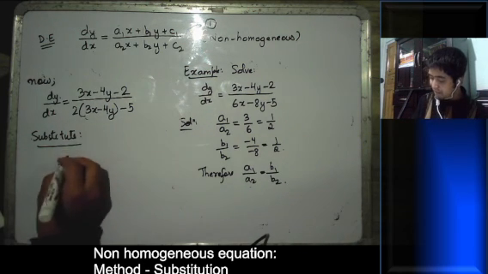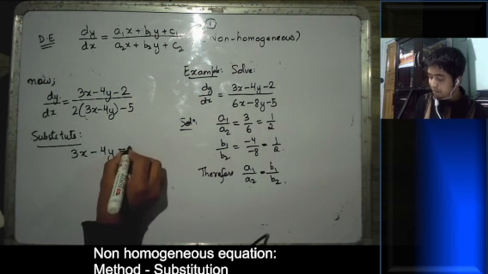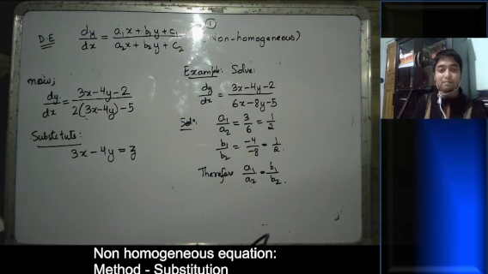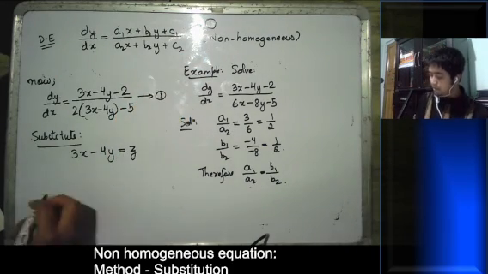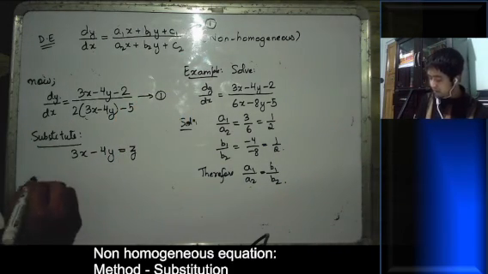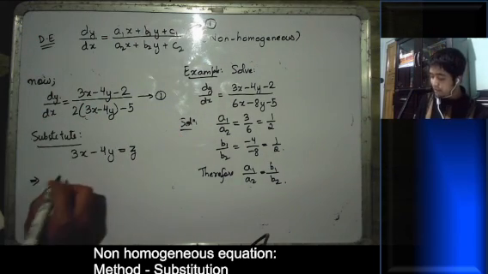Okay, so what will we substitute? 3x minus 4y. We turn it into a new variable, which is z. So we will substitute it in this equation. If we substitute it in this equation, we will be getting dy/dx. So differentiate this one with respect to x.